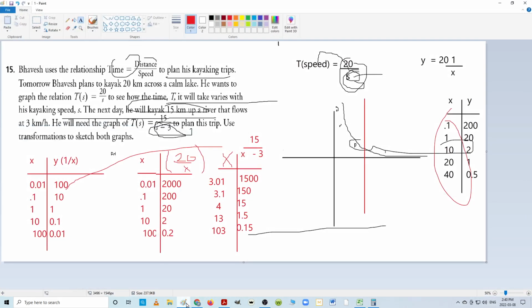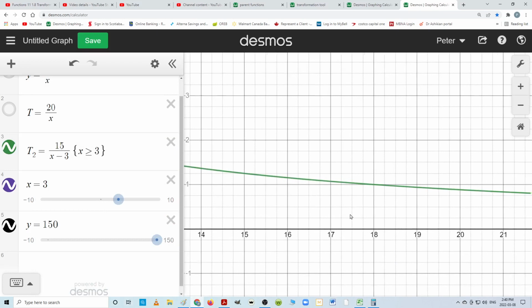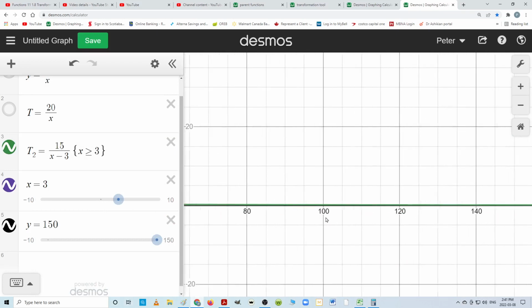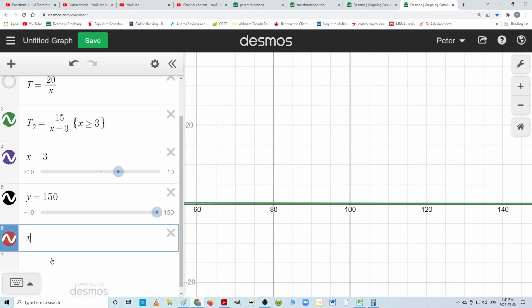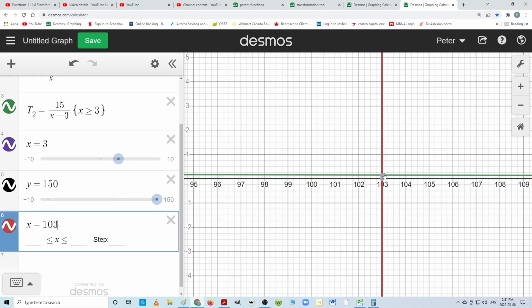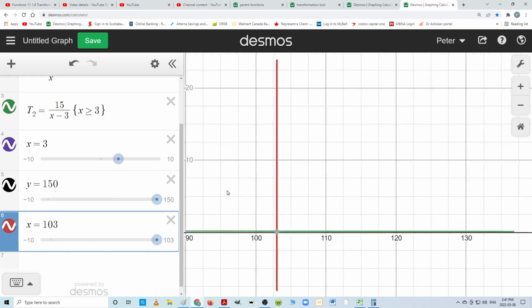And finally at 103 I should see 15.15. So it's way back over 3. And if you want to see it more accurately, just draw a line x is equal to 103. Zoom in and you should see where it crosses. 0.15. So you can see all those translations worked.